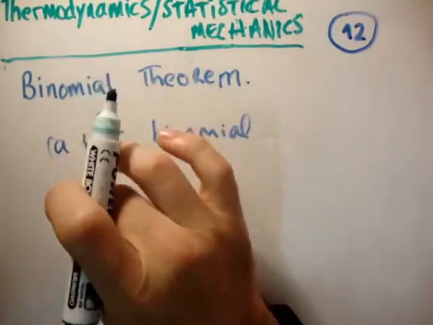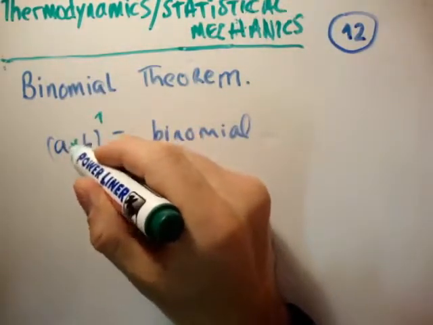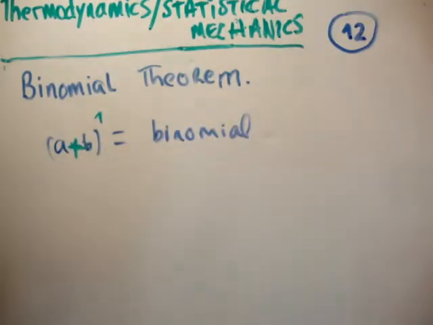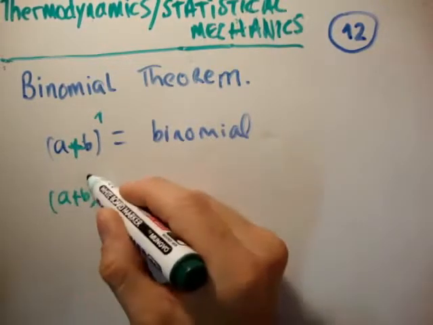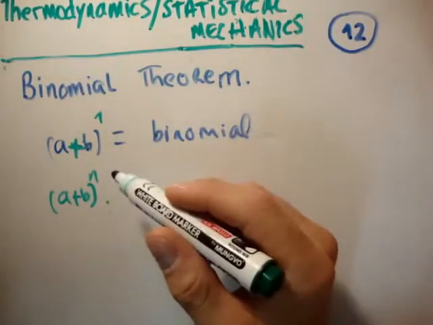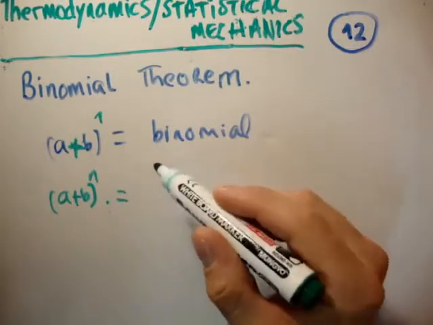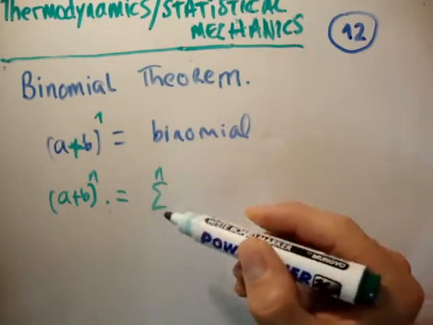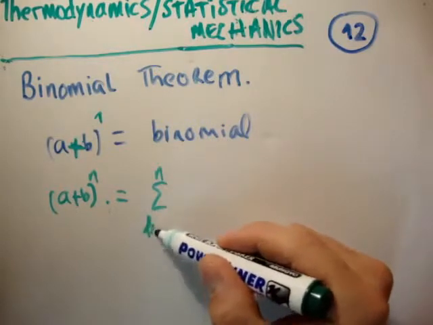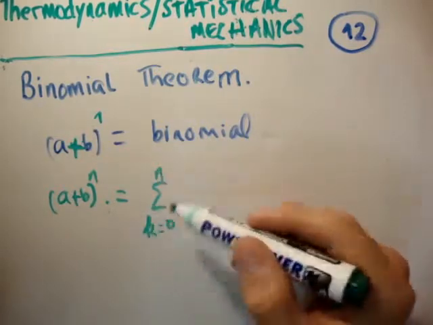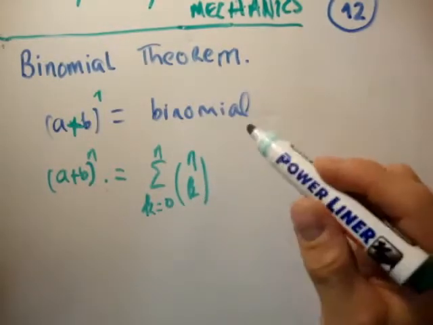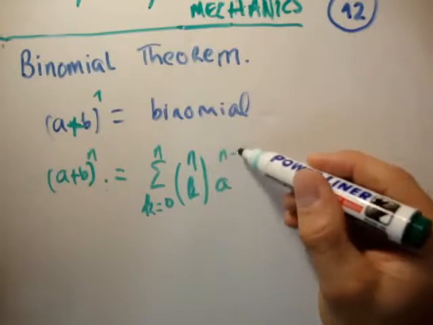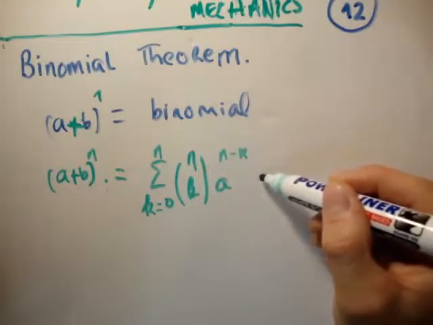But let's talk about it when it's A plus B, we'll say, to some exponent. So what happens if I multiply A plus B to the exponent of n? The answer is that you get this really hairy expression where initially you've got two indices. You have this weird thing here called n choose k. You have a to the n minus k, and then you have b to the k.